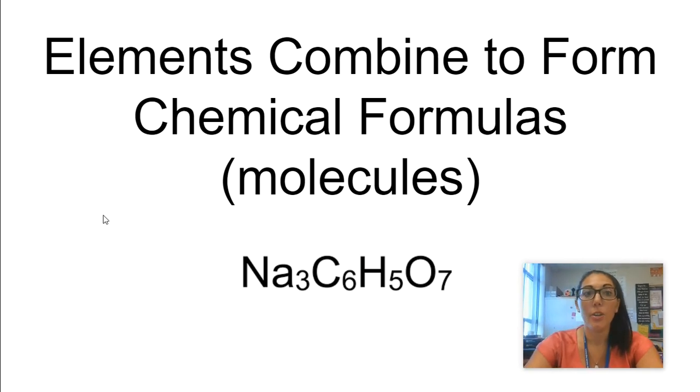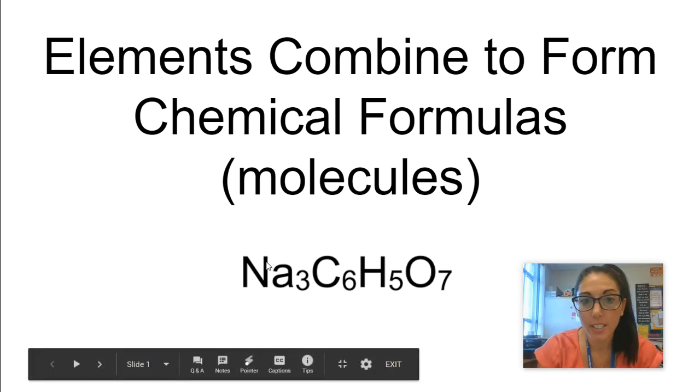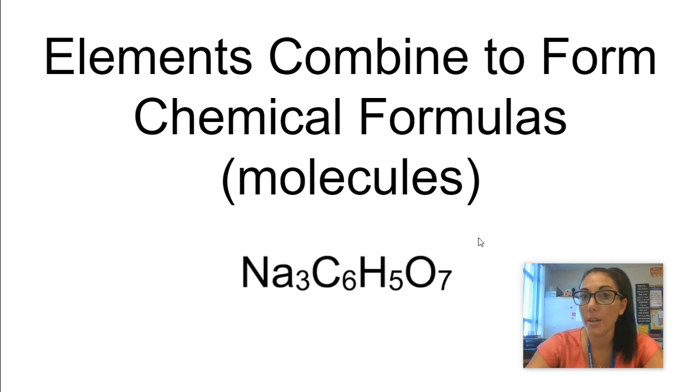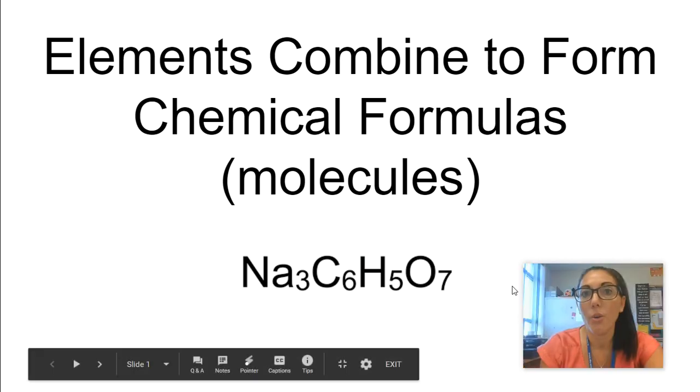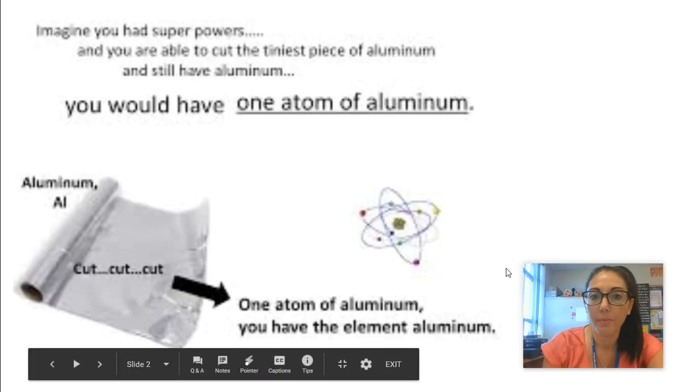So in this video, we're going to talk about elements combining to form chemical formulas. And when we have the different elements come together, we're going to call those molecules. So this down here is an example of a molecule. So we have Na, which is sodium, the element sodium, put together with C, which is carbon, H, hydrogen, and O, oxygen. So this is a molecule here, which has a chemical formula.